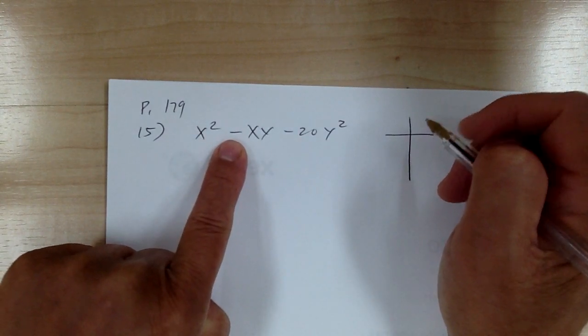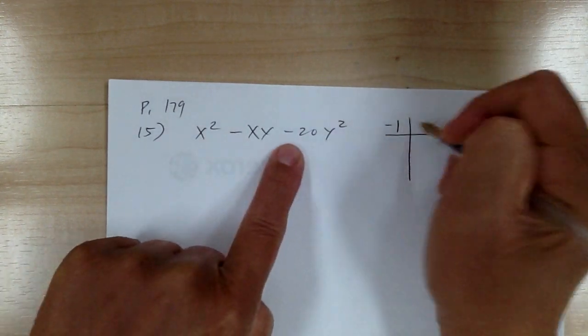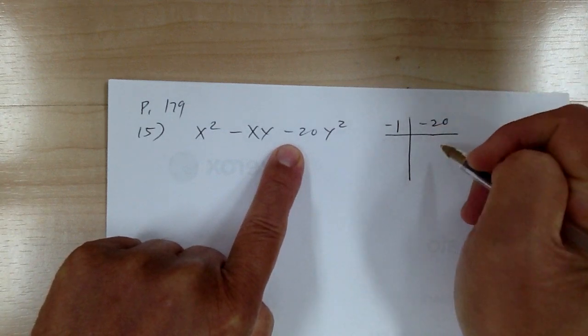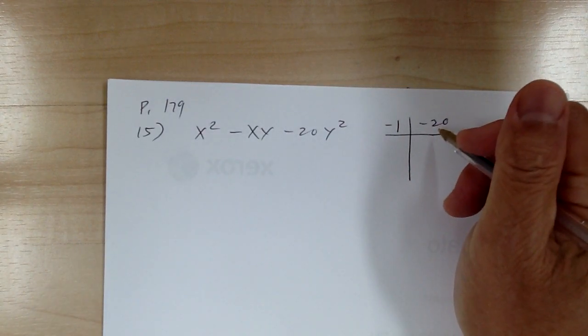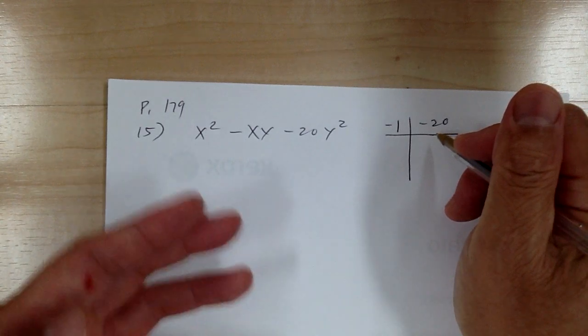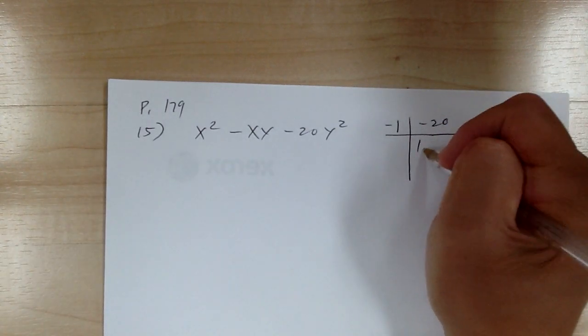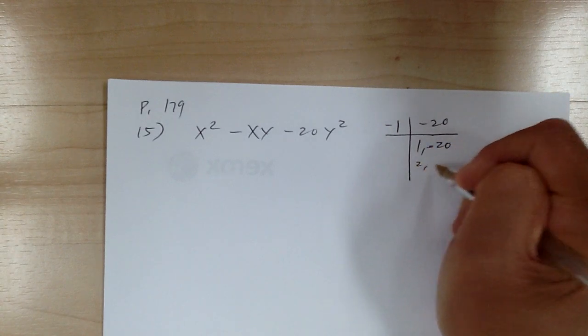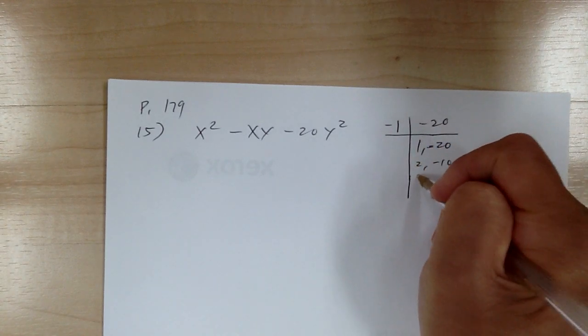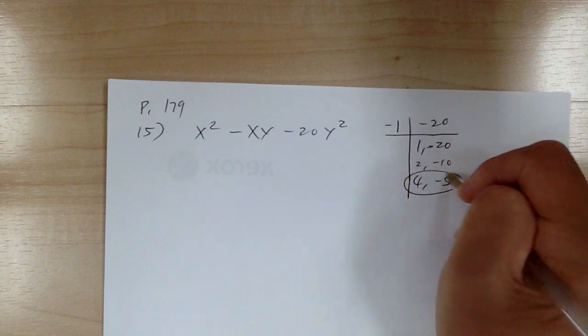So you just focus on the coefficient. So it'll be negative 1, negative 20. Okay. Now, if you can see the combination right away, you can just jump right into it. If you cannot, just go through the list. So 1, negative 20, 2, negative 10, 3, 4, negative 5, and that's it, right?